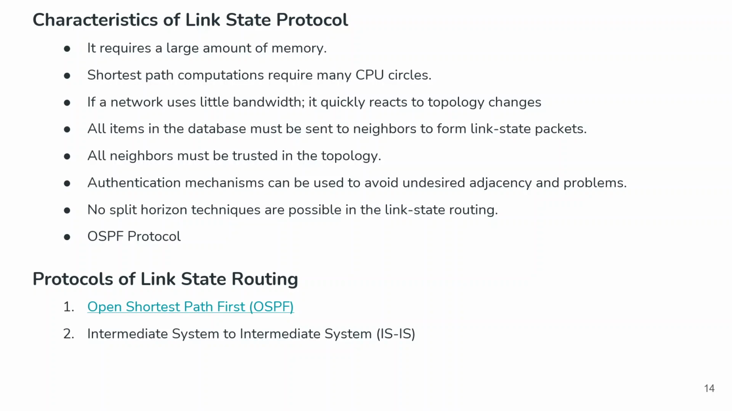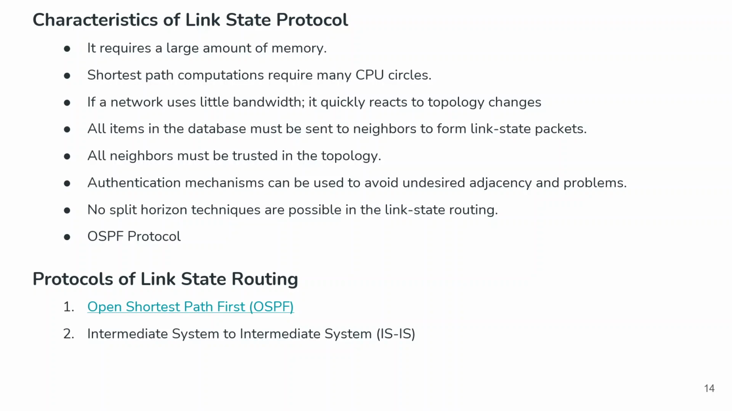Now what are the characteristics of link state protocol? It requires a large amount of memory. Then shortest path computation requires many CPU cycles. If a network uses little bandwidth, it quickly reacts to topology changes. All items in the database must be sent to neighbors to form link state packets. All neighbors must be trusted in the topology. Authentication mechanism can be used to avoid undesired adjacency and problems. No split horizon techniques are possible in link state routing and OSPF protocol.